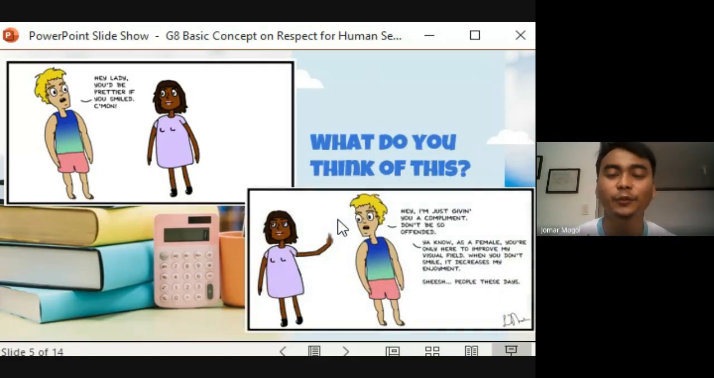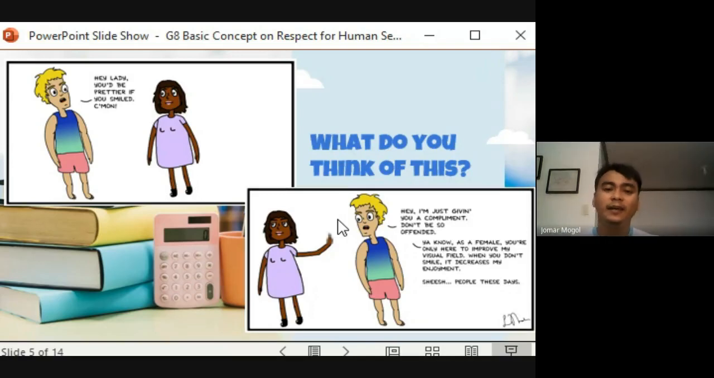Yan. So, ito yung continuation ng story ng dalawang characters dun sa picture. So, hey, I'm just giving you a compliment. Don't be so offended. You know, as a female, you're only here to improve my visual field. When you don't smile, it decreases my... Hindi ko mabasa masyado. Yeah.